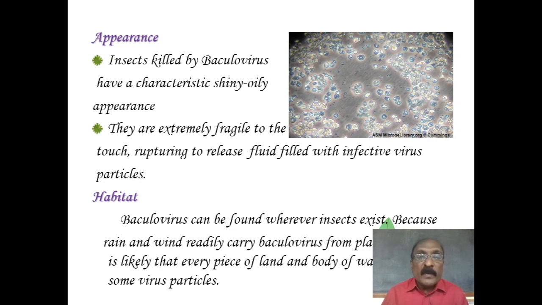Insects killed by baculoviruses have a characteristic shiny, oily appearance. They are extremely fragile to the touch, rupturing to release fluid filled with infective virus particles. Coming to the habitat, baculovirus can be found wherever insects exist, because rain and wind readily carry baculoviruses from place to place. It is likely that every piece of land and body of water contains some virus particles.